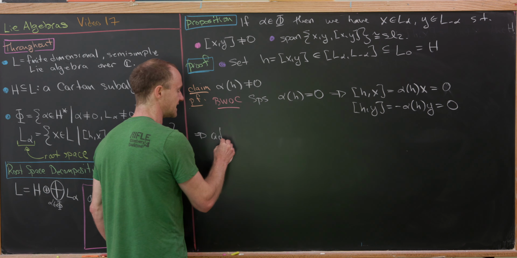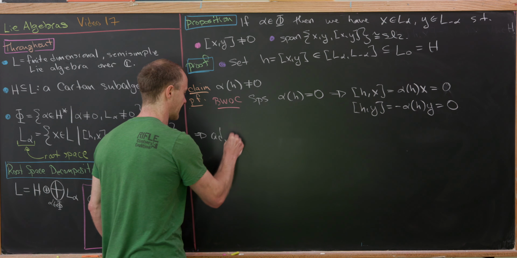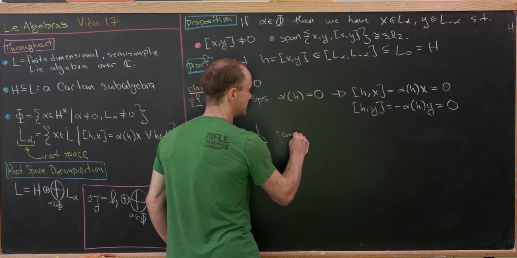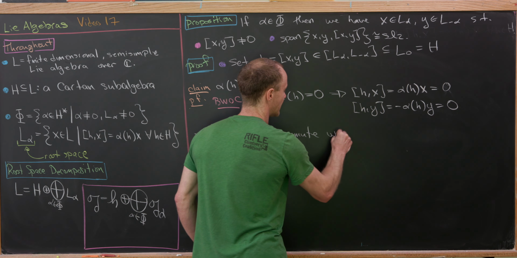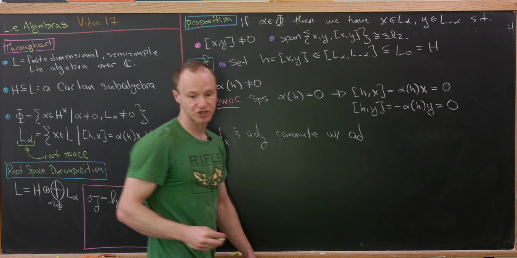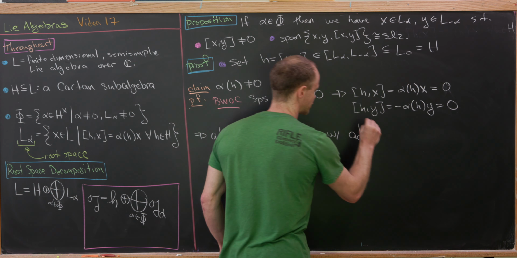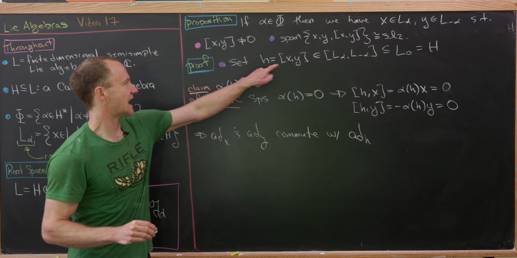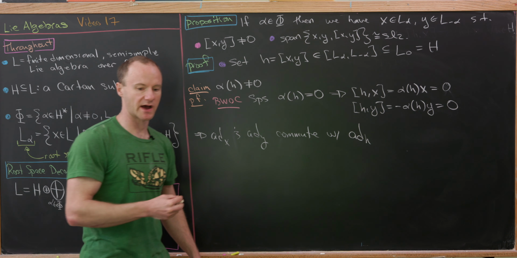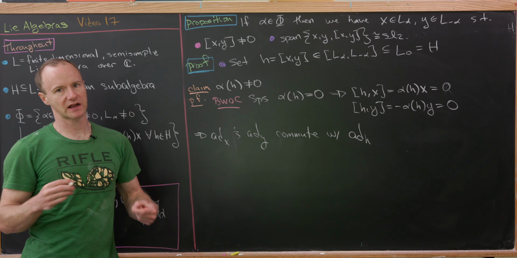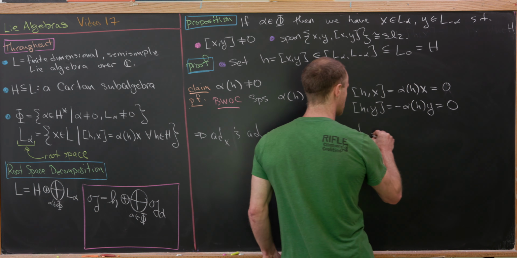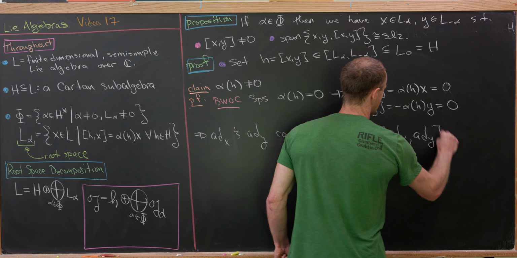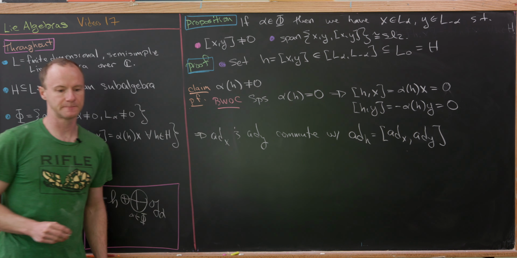That tells us that the adjoint action of x and the adjoint action of y commute with the adjoint action of h. But let's recall that the adjoint action of h is the adjoint action of the bracket of x with y. But the adjoint action of the bracket of x with y is equal to the bracket of the adjoint action of x and the adjoint action of y.